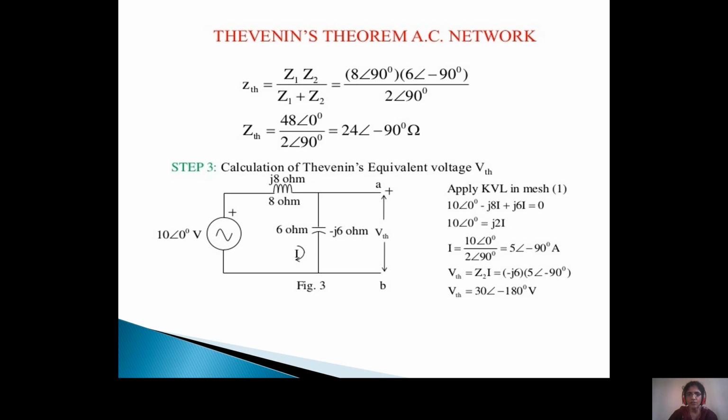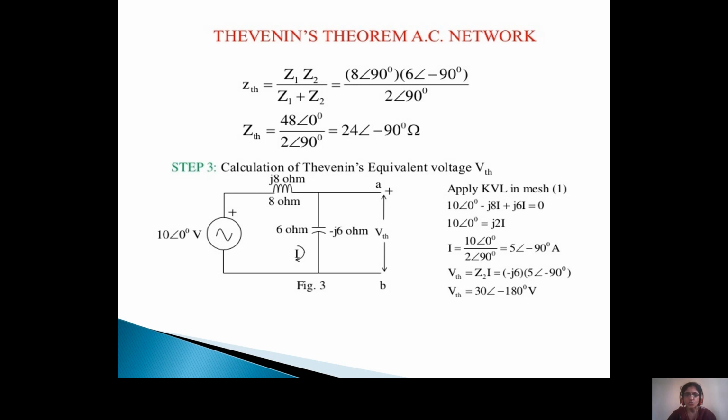Now you have to find the VTH. How do you find it? You open that and then find the voltage across AB. Whatever the parallel impedance is there, you find the voltage there, then you get the voltage across AB. When you find the voltage across the 6 ohm resistor, the same voltage becomes this VTH. So apply KVL, or find the equivalent impedance, add that impedance and find the total current. Then you get the voltage across this.